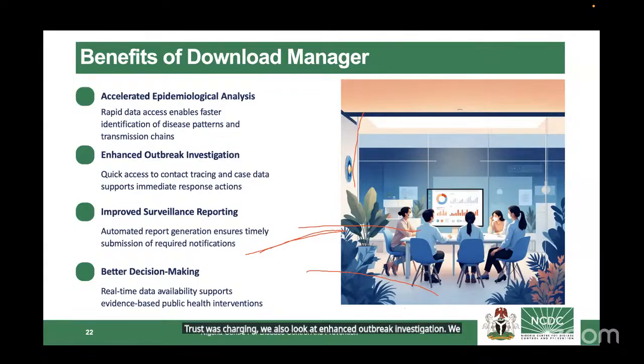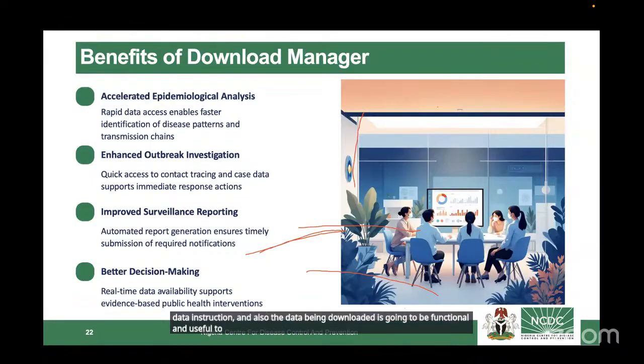We need our data to see how we can input it into other analysis systems, such as R, to do a quick data analysis for us, and also to support our immediate response activities, and improve our surveillance reporting, such as automated report generation, and also ensure timely submission as required for notification. We have better decision making, such as real-time data availability and support for public health interventions. So for our data set, where it is entered, we have the assurance that our data extraction and also the data being downloaded is going to be functional and useful to us. Next slide.